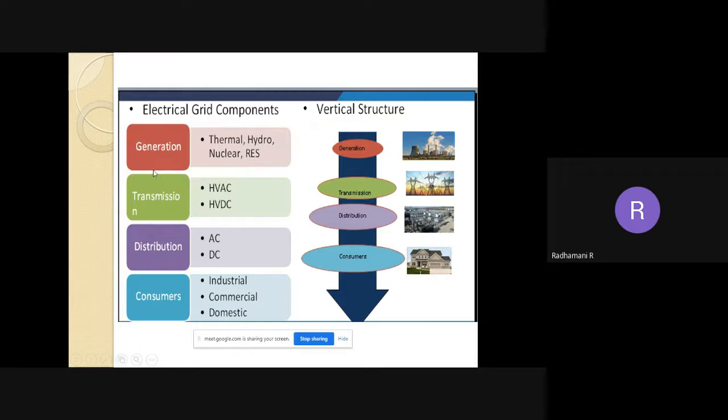The next one is transmission. There are two types of transmission system: one is a high voltage AC transmission system, and another is a high voltage DC transmission system. The next one is distribution. That is similar to transmission; distribution is also of two types: AC distribution and DC distribution, that is, alternating current and direct current. Then finally the consumers. Consumers are also subcategorized into three: industrial consumers, commercial consumers, and domestic consumers. So this is the vertical structure of the system.